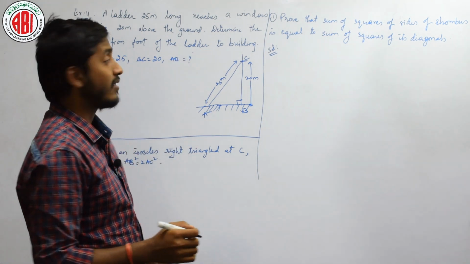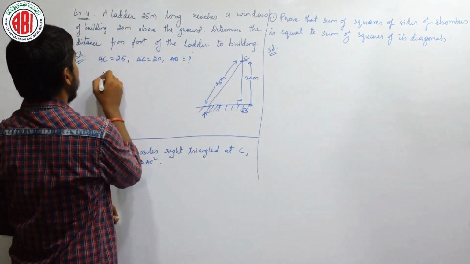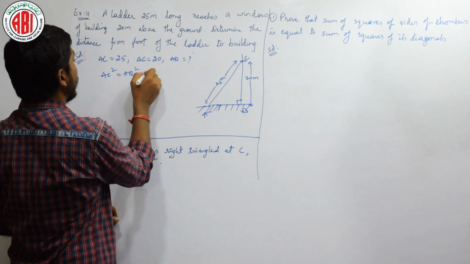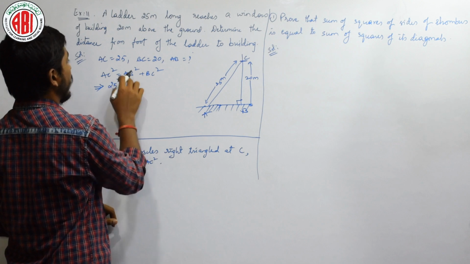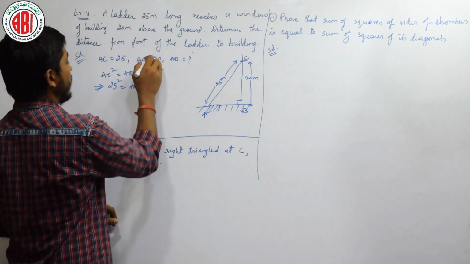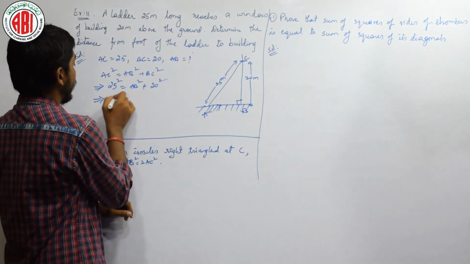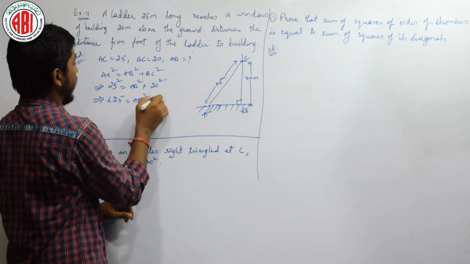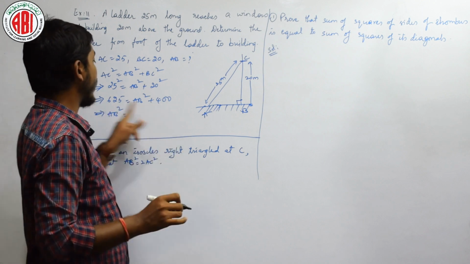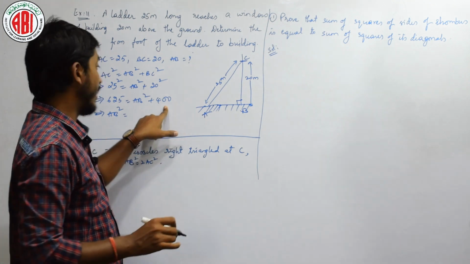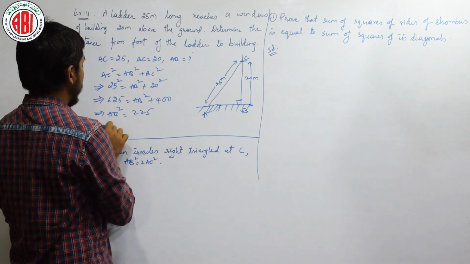According to Pythagoras theorem, what is it? The square of hypotenuse is equal to the sum of the squares of the other two sides, that is AC square is equal to AB square plus BC square. What is AC square? 25 square is equal to, I have to find this AB square, plus BC square is 20 square, isn't it? 25 square is 625, equal to AB square plus 20 square is 400. If I substitute, AB square is equal to 625 minus 400, how much is it? That is 225.